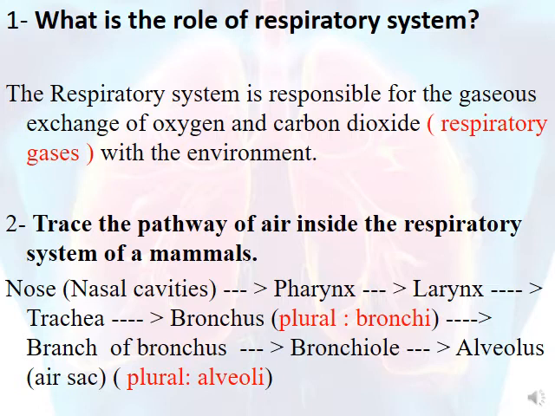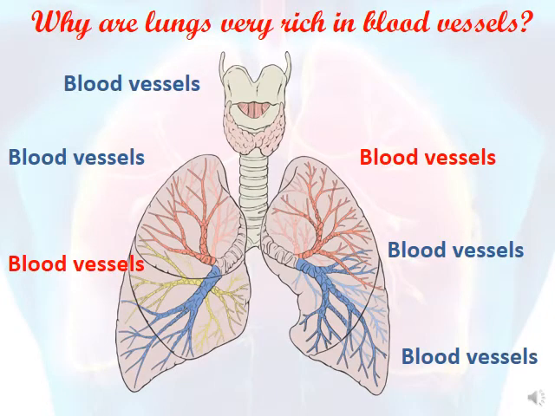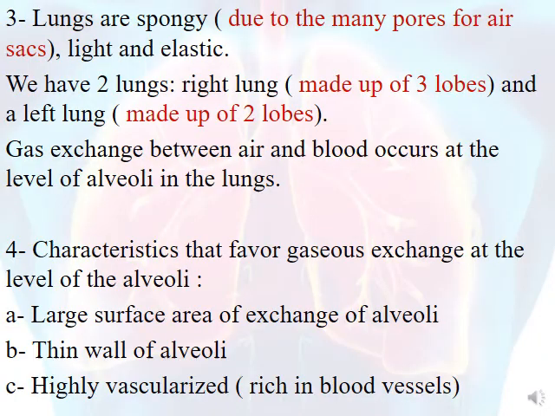Trace the pathway of the air inside the respiratory system of mammals. So it moves from the nose through the nasal cavities, then to the pharynx, the larynx, the trachea, the bronchus, the bronchioles, and we have the alveoli, which are the air sacs. Why are the lungs very rich in blood vessels, as you see here? This will help us to understand in the coming slides.